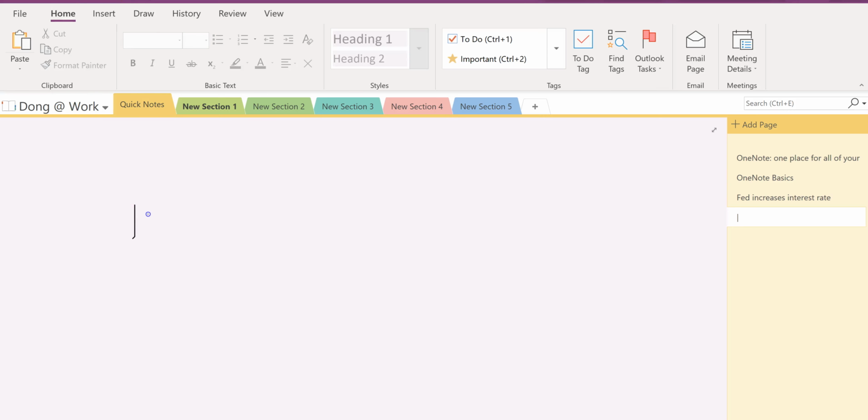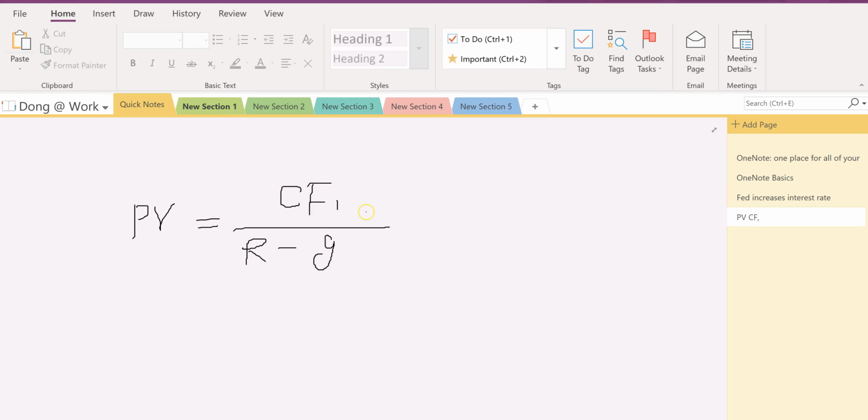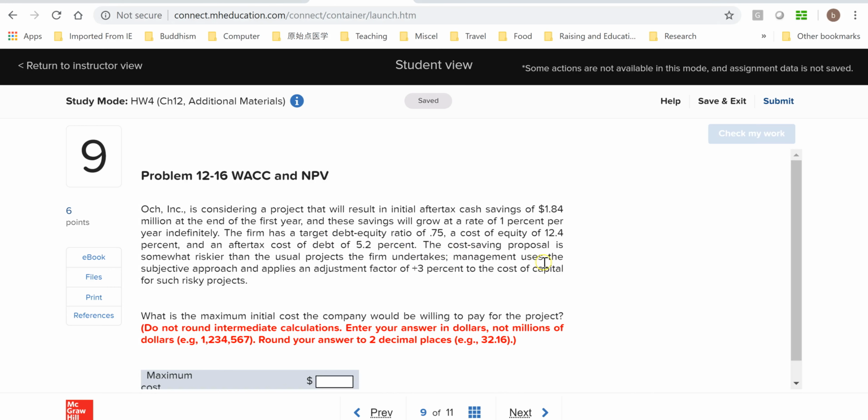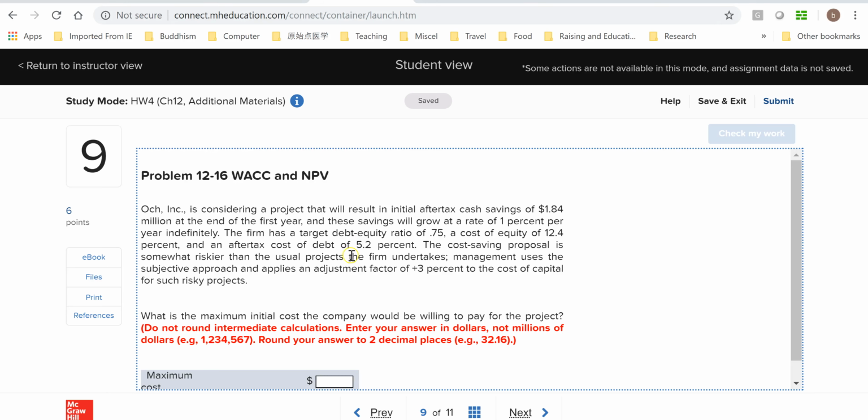That's the present value equals cash flow at year 1 divided by the discount rate minus the growth rate of the cash flow. So cash flow at year 1 is $1.84 million, and the growth rate is 1%. So that's basically the formula for the present value of a growing perpetuity.